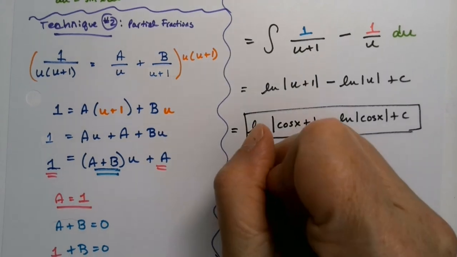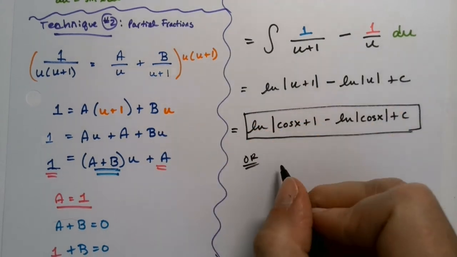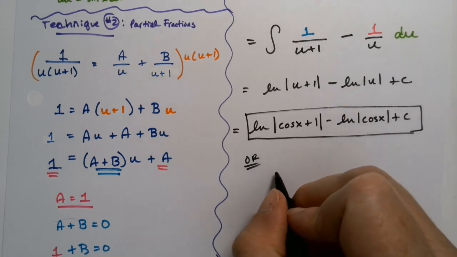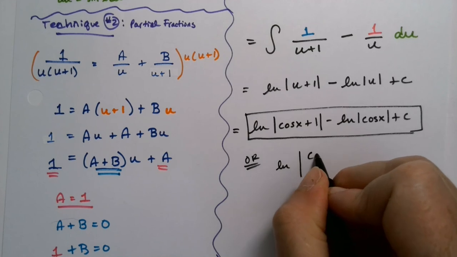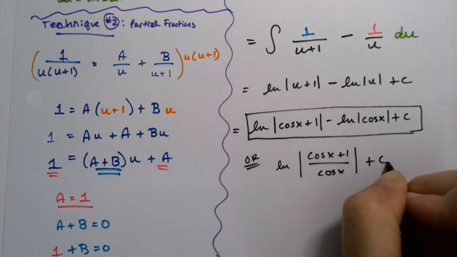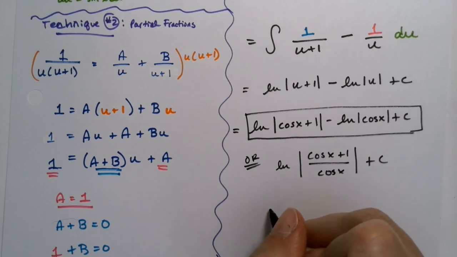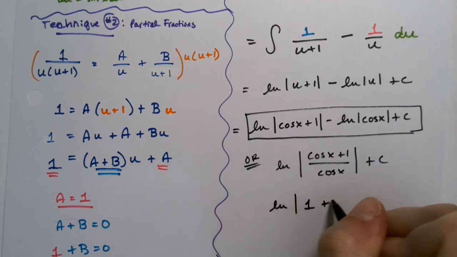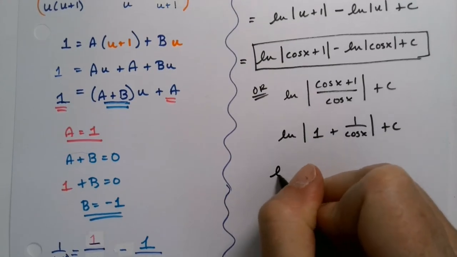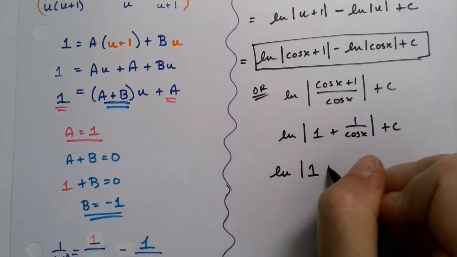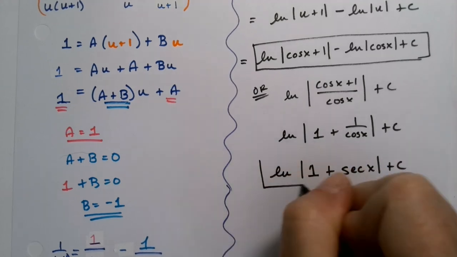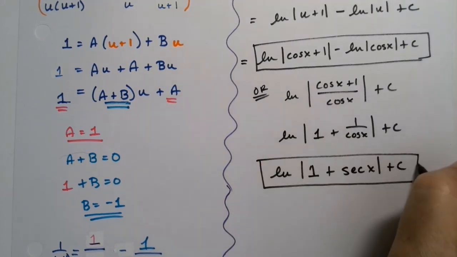Now, if you're feeling really excited, you could play with your logarithm properties, and make it the natural log of the absolute value of cosine of x plus 1 over the cosine of x. But cosine over cosine is 1, so that's the natural log of 1 plus 1 over the cosine of x, which would be the natural log of 1 plus the secant of x. And that would also be correct.